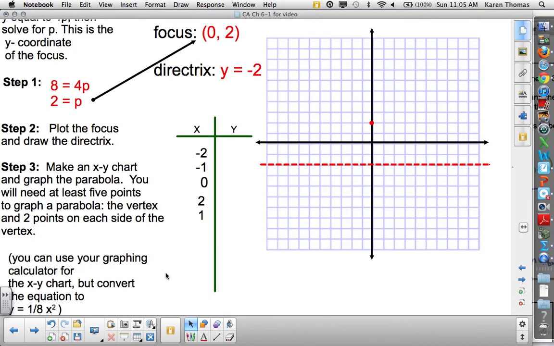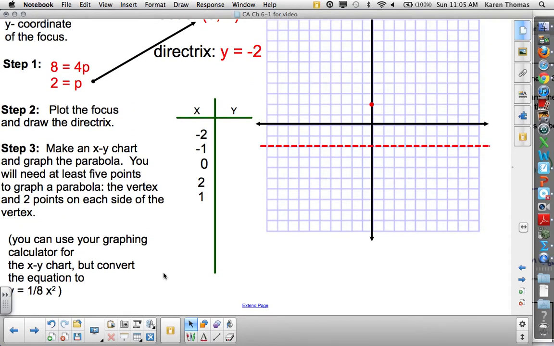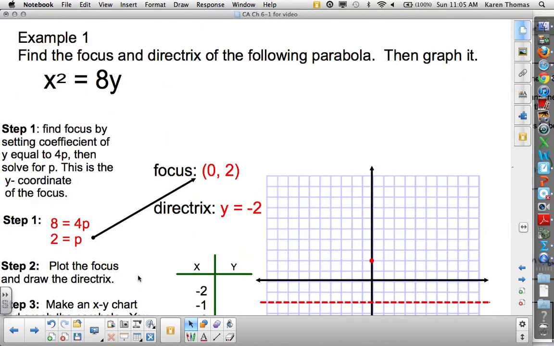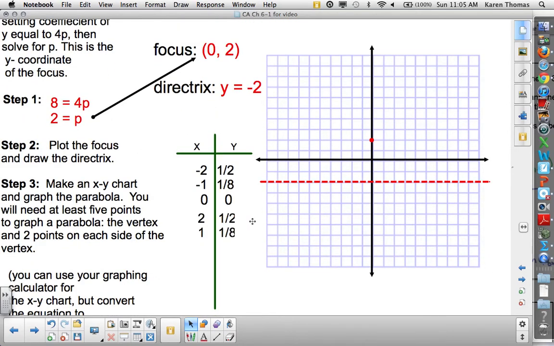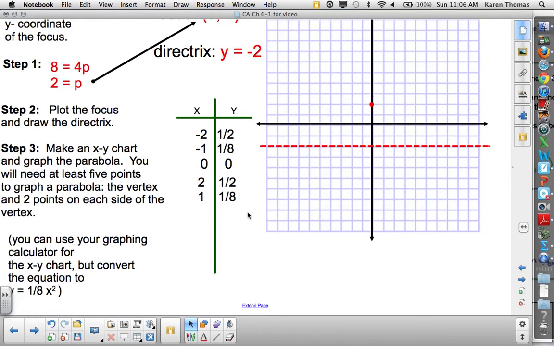You can use your graphing calculator for this, but you need to convert the equation to y equals 1/8 x squared. What I did is solve for y and divide both sides by 8. Actually, I didn't do that. I just used fractions, which I know you guys hate. So you would probably put in -1 and get 0.125 for y. Put in -2 and get 1/2. Or simply use fractions by putting some points in for x and solving for y.